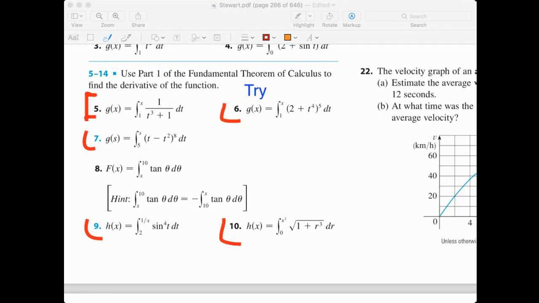Oh, okay. So the first part of the fundamental theorem of calculus. It says that f of x equals the antiderivative of f of t dt. F of t is 1 over t cubed plus 1. Okay. So why? So what kind of condition must be satisfied for you to apply the first part of the fundamental theorem of calculus?